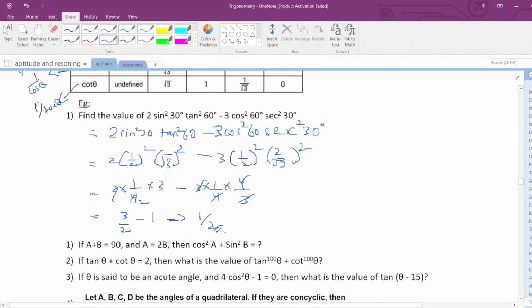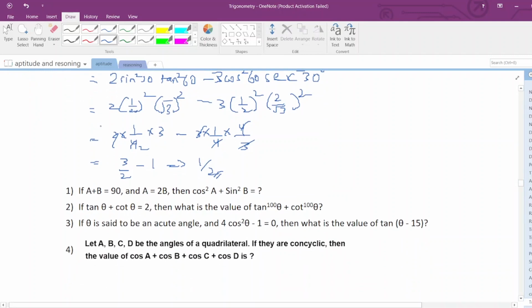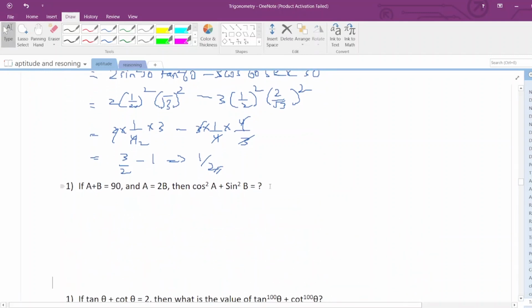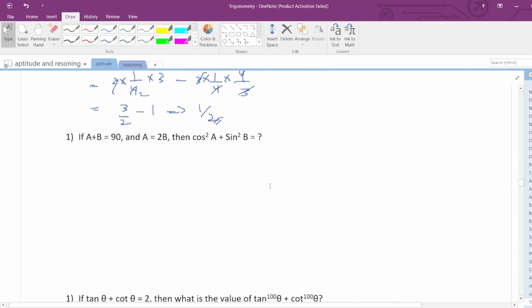So basically, if you remember the table, you can directly apply it and do multiplication and arithmetic operations. That's it. This is one type of question. Now I'm going to the next kind of question. This is the second kind of question they can ask.